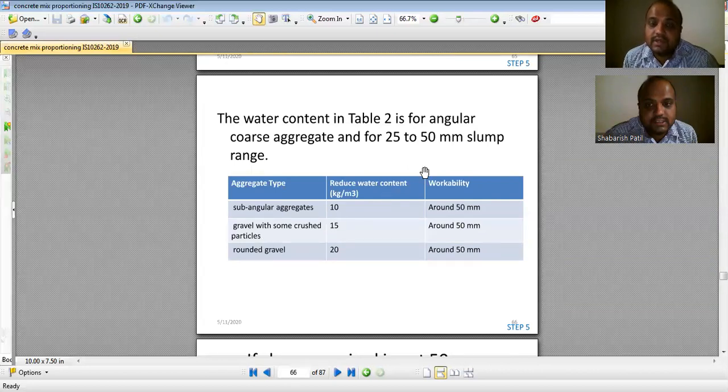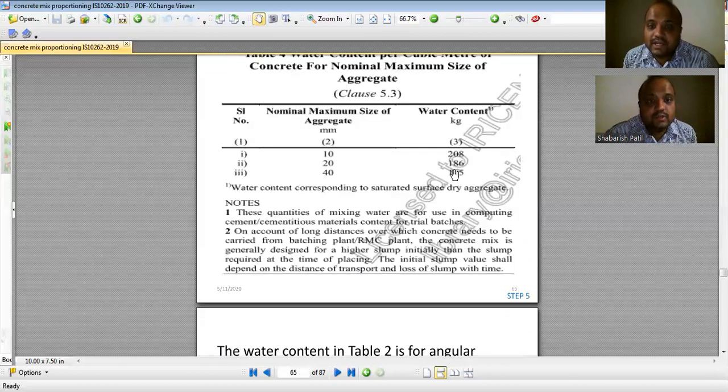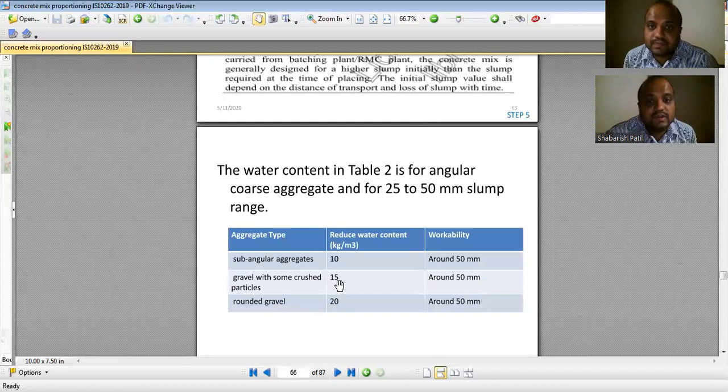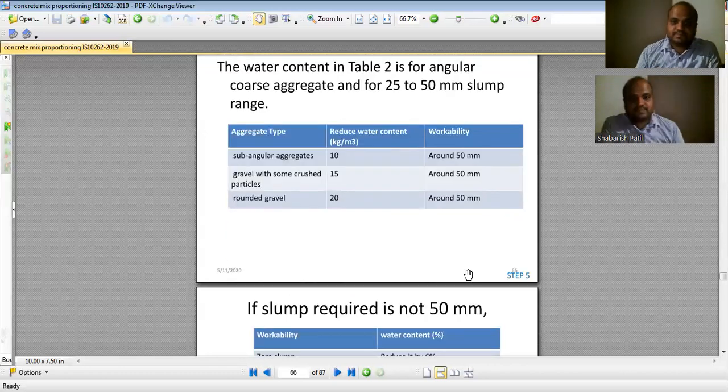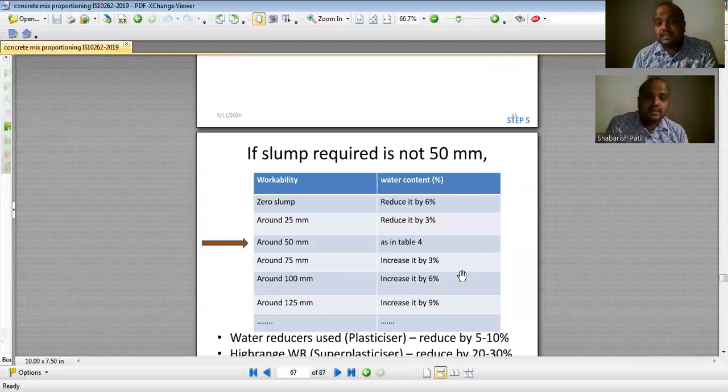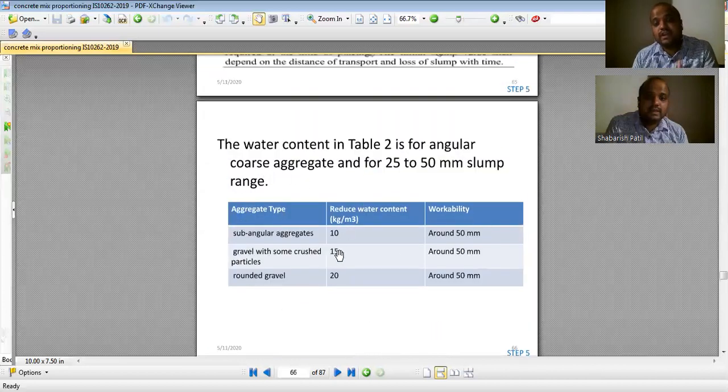So what I can do is I can reduce my water content to get the same amount of slump. How much water content I can reduce is 15 kg. So it was 186 minus 15, that is 171. So 171 kg per cubic meter is going to be my water content. And this is for slump around 50. Similarly, if I have much more rounded aggregate, I can still further reduce my water content by 20 kg per cubic meter to get this slump of 50 approximately. Okay.